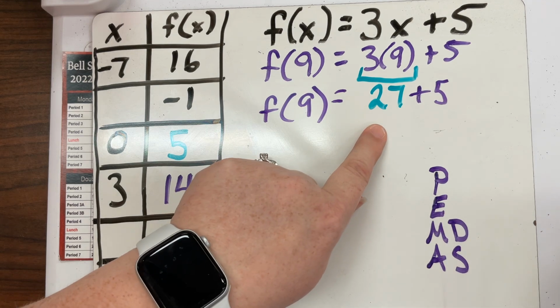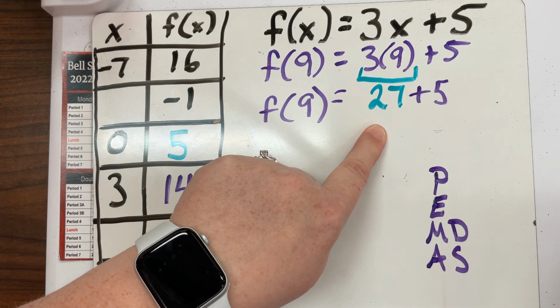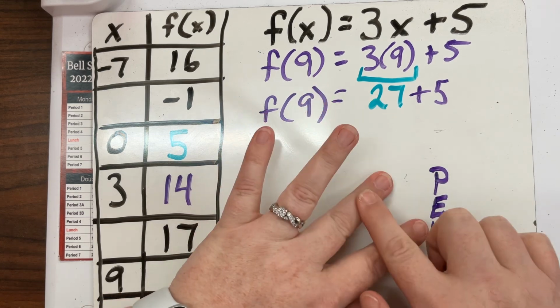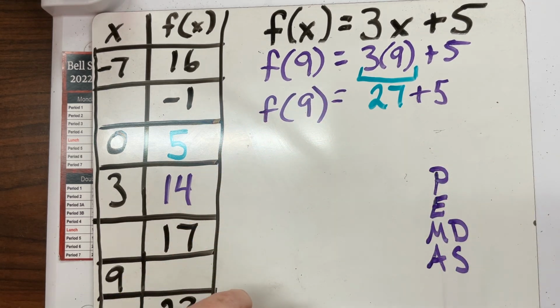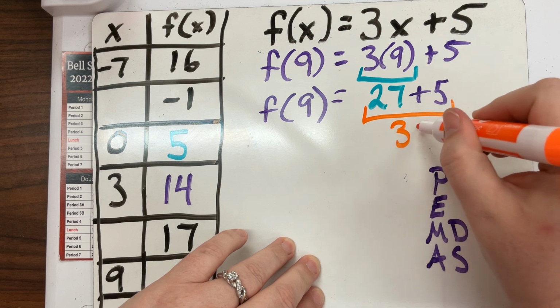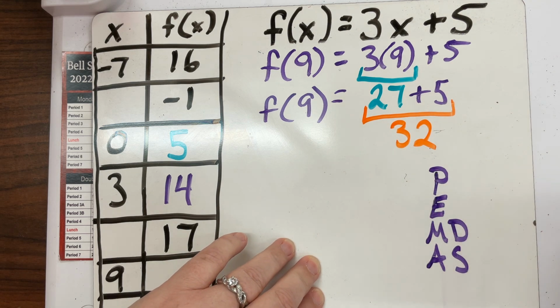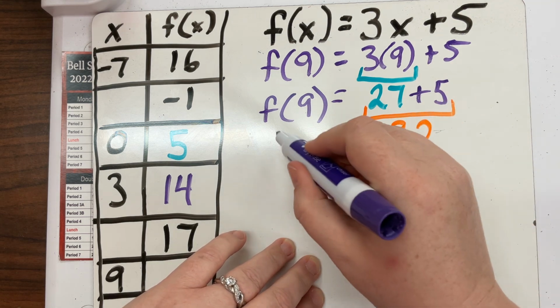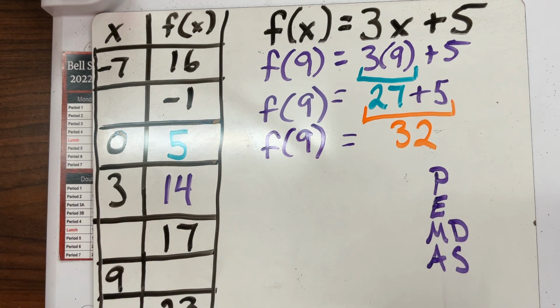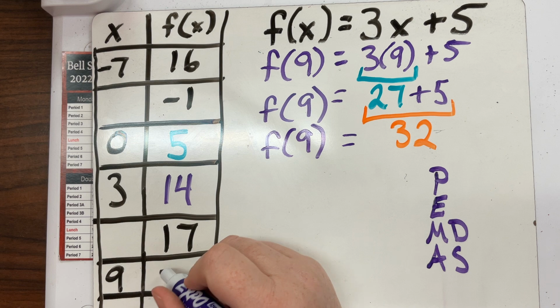There we go. Now I just have to do 27 plus 5. I'm gonna have to bust out my fingers for this one. 27, 28, 29, 30, 31, 32. Okay, so these two guys together, 27 plus 5 is 32. That equals the function of 9. Okay, makes sense? I'm gonna put my 32 right here.